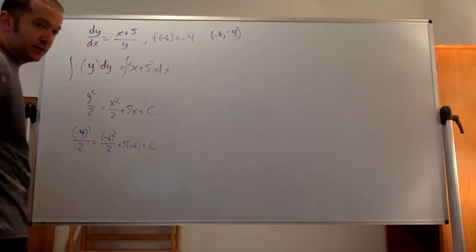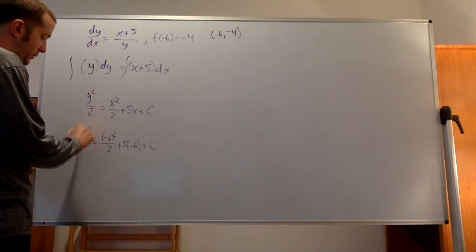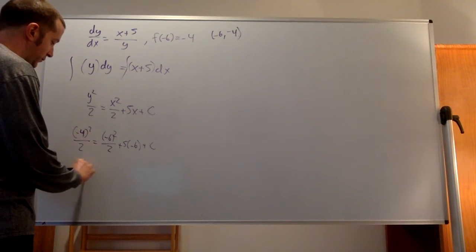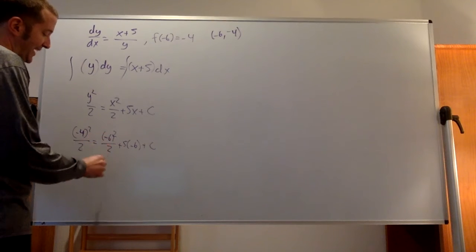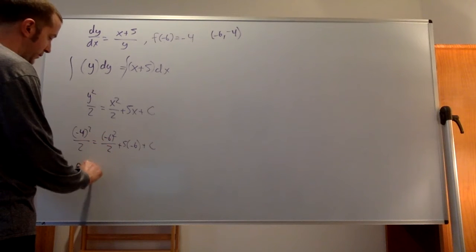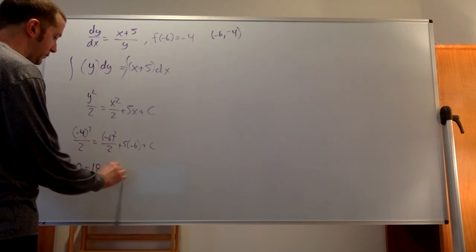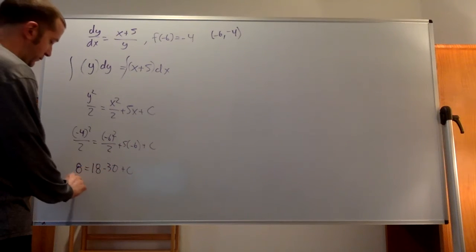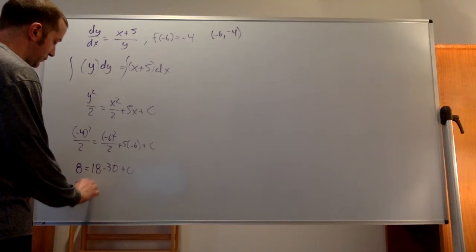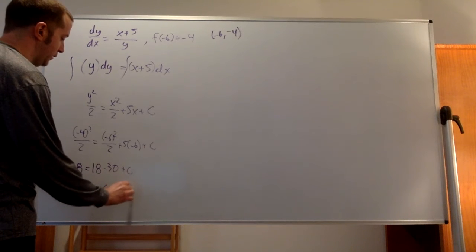Now I solve for c. It's the only variable left in my equation. -4 squared is 16. 16 divided by 2 is 8. -6 squared is 36, divided by 2 is 18. 5 times -6 is -30, plus c. This is -12. I add 12 to both sides, which means c is 20.